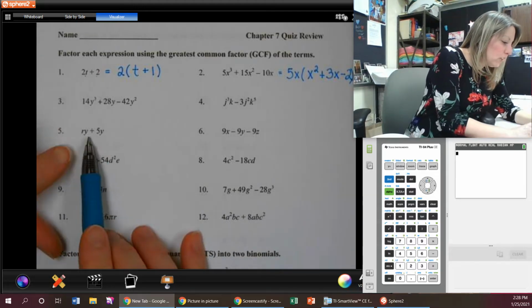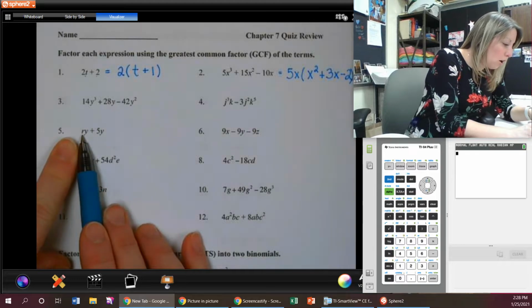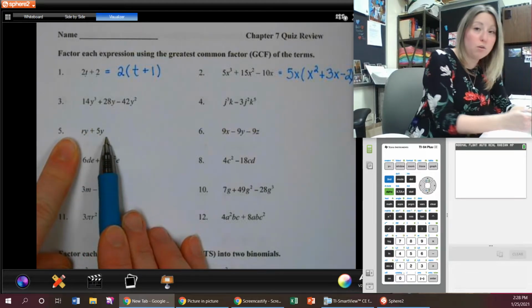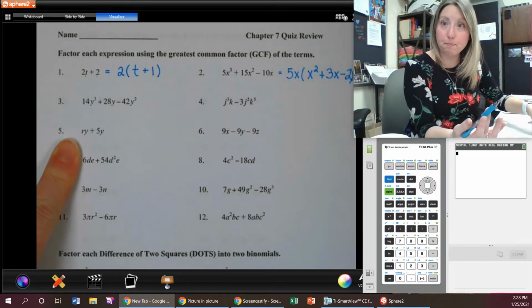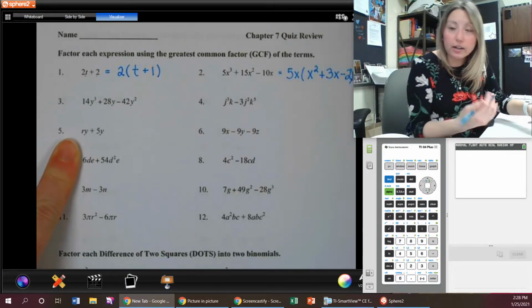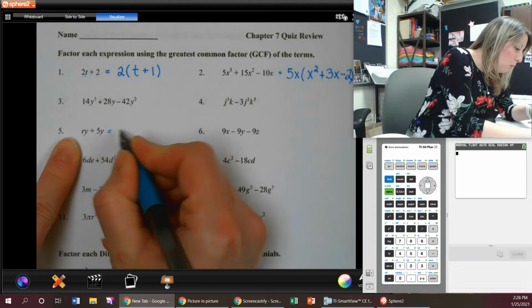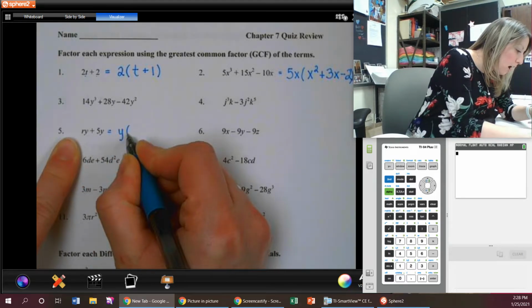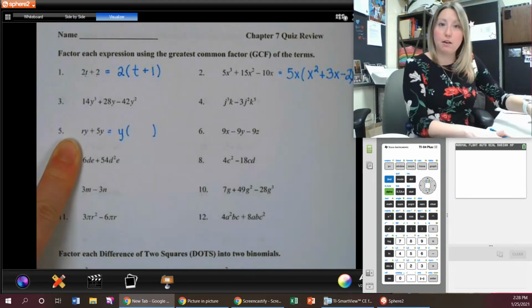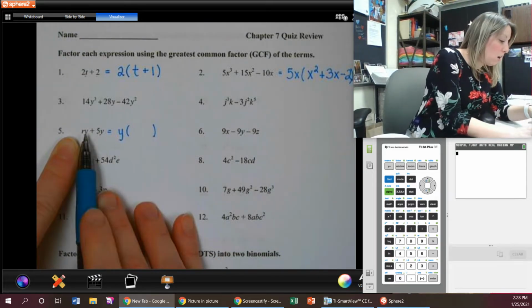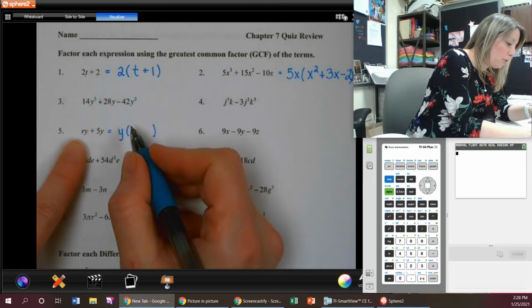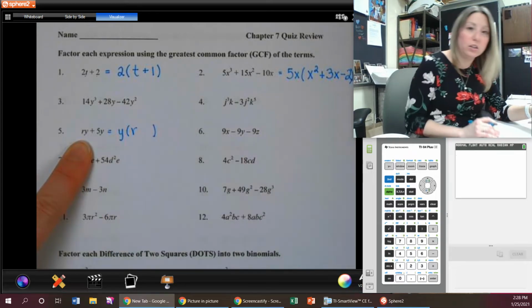So number 5, ry plus 5y. What did I say in both terms? y. There is not a number in common in both terms. So the y is the only GCF. I make an empty set of parentheses afterwards to be able to fit the binomial answer, right? Now, ry divided by y, well, the y's cancel out to a 1, only an r is left.